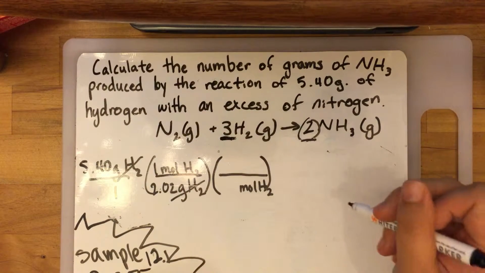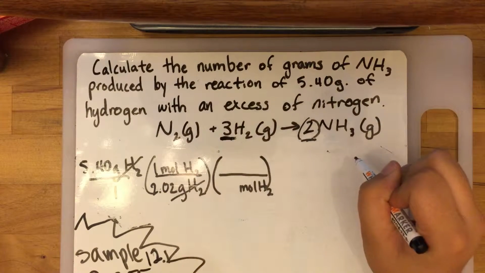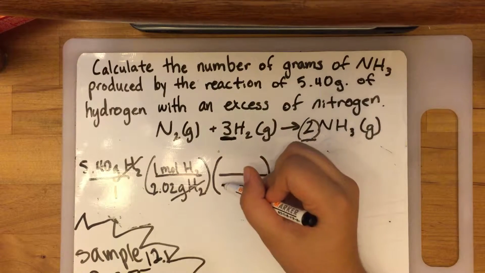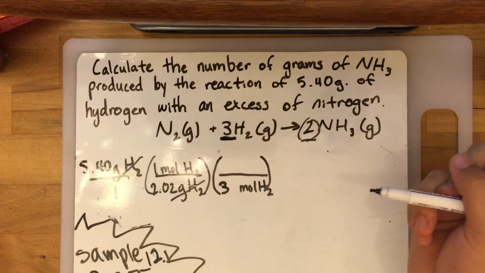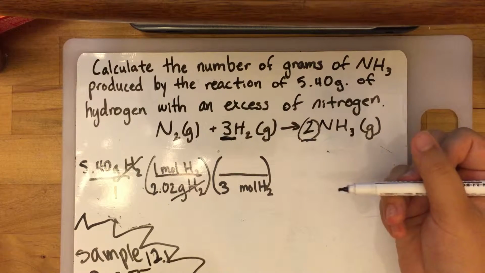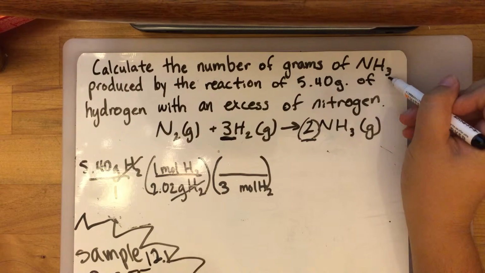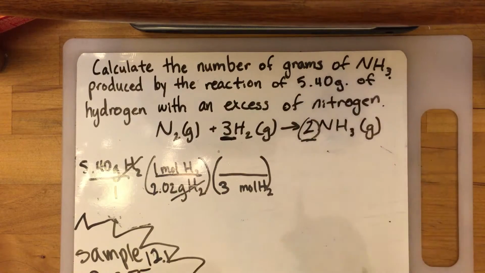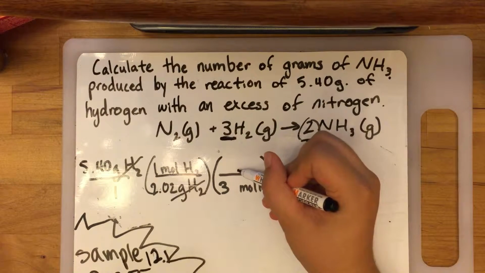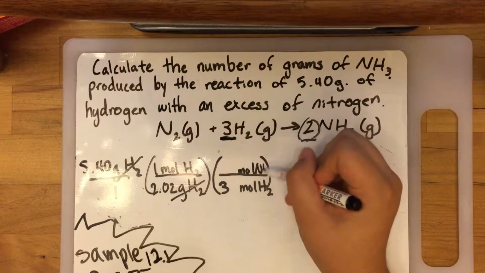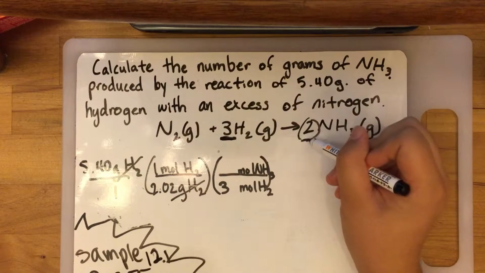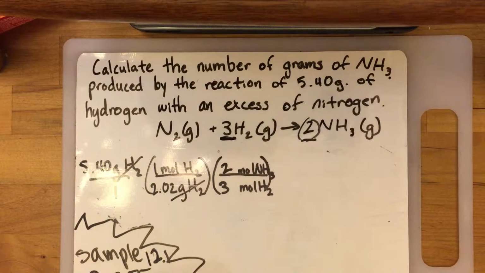And for the mole ratio of H2, you look for H2 up here in the balanced chemical equation, you find H2, and then you find 3. So this would be 3 moles of H2. And then now we need to find the mole ratio for NH3. And remember, we want grams of NH3 as our answer. So now we need the moles of NH3. We look over here, and the number here is 2, which means this is 2 moles of NH3.